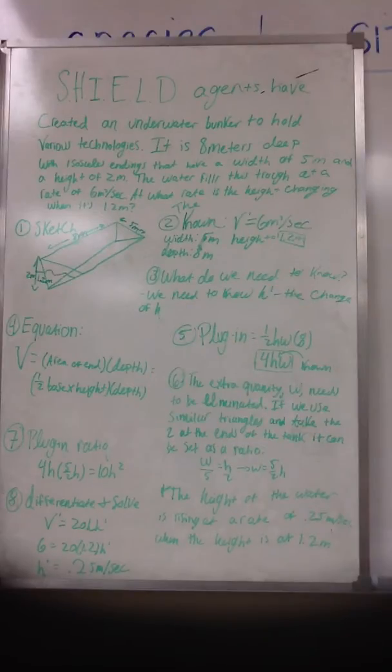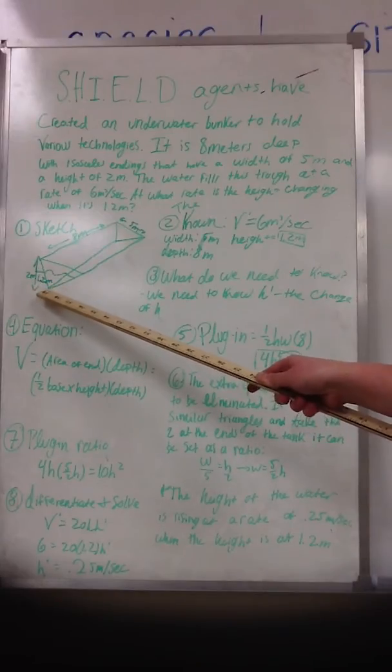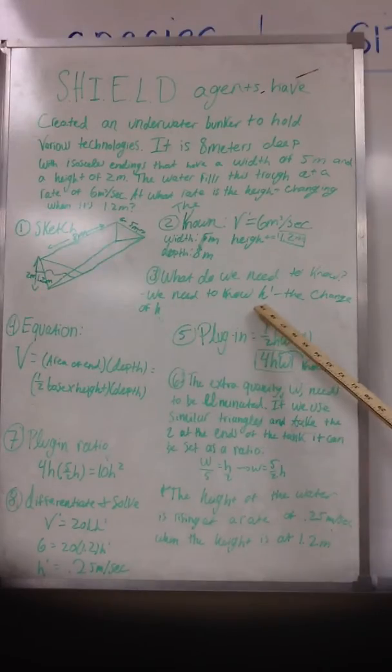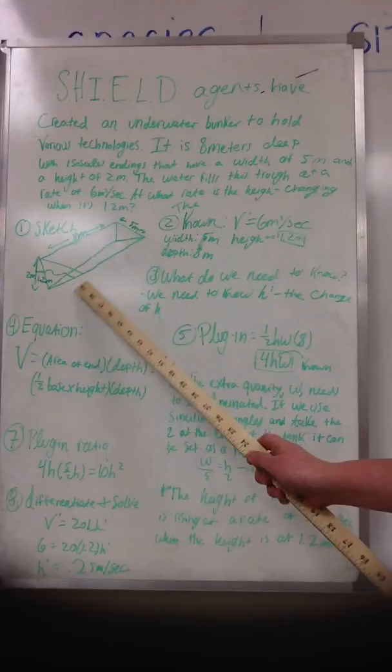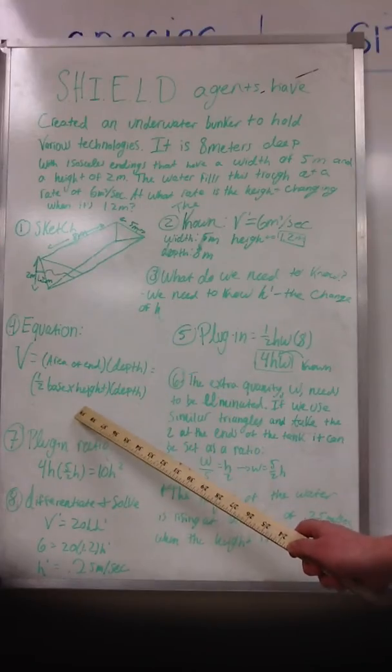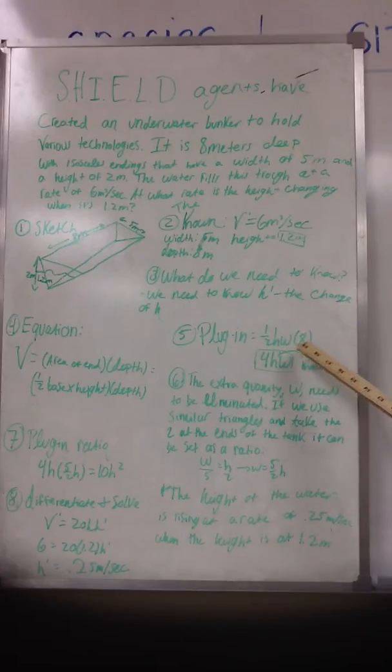What we need to know is the change of h. So the change when it's at 1.2, so we're going to find the derivative of h, of the height, which is the change of the height. And so our equation is going to be area of the ends and the depth. And since our area of the ends are isosceles triangles, we know that it's 1/2 base times height times depth. And if we plug in what we know, we have 1/2 height times width times 8. We're going to know the height, which is 1.2 meters. But if you simplify this, it's going to be 4 times height times width.